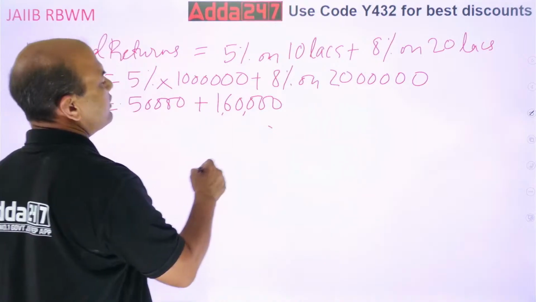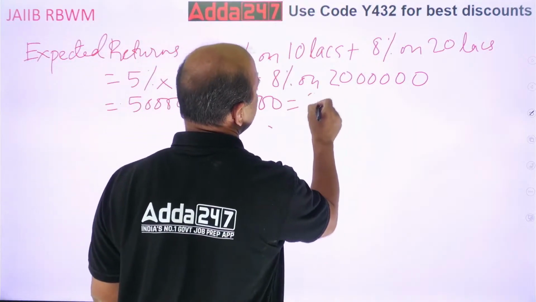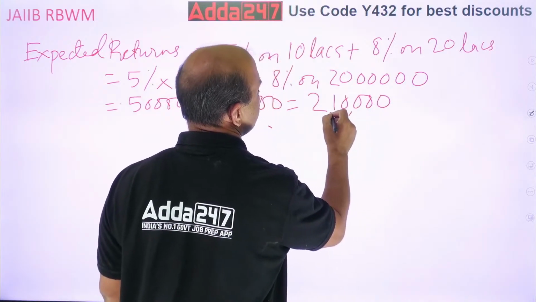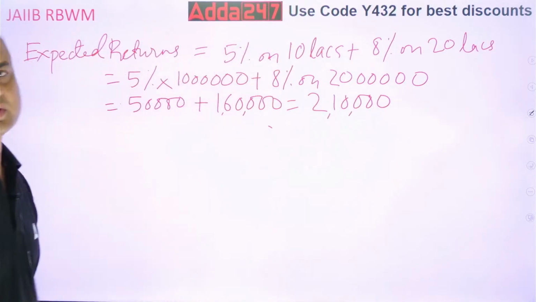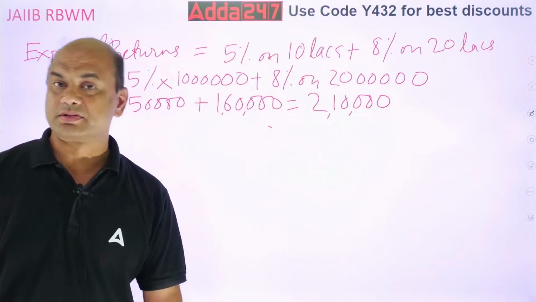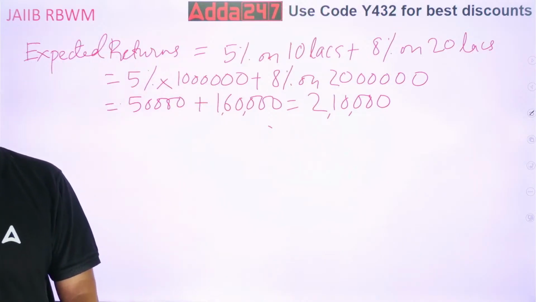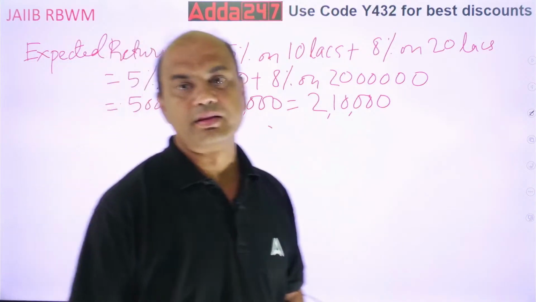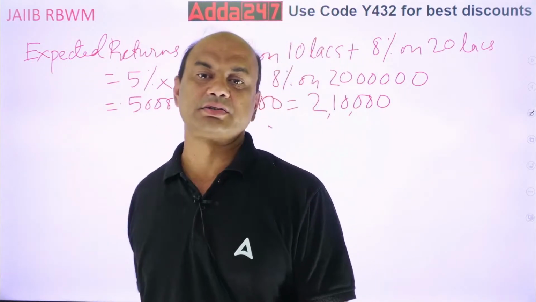So what is the answer? 50,000 and 1,60,000, so it is 2,10,000. This is the expected returns. Got it, everyone?